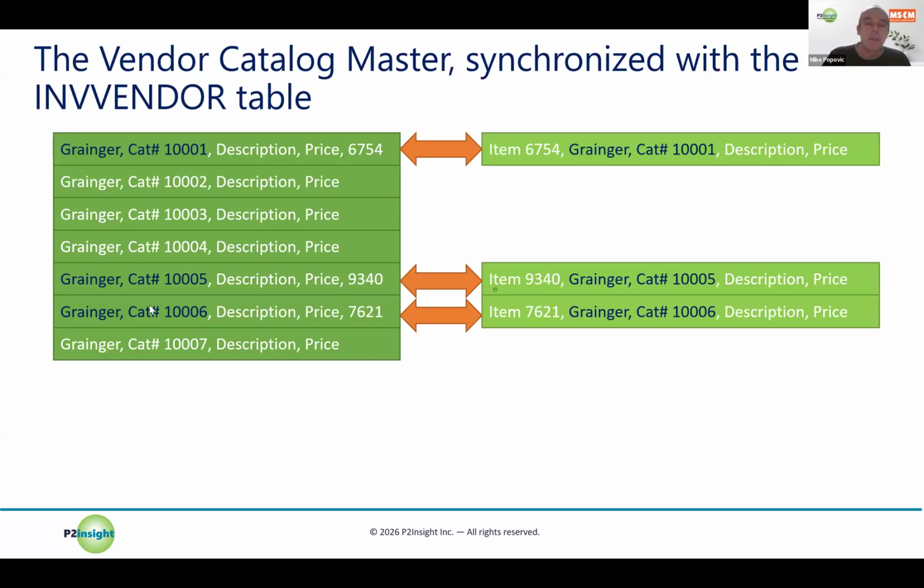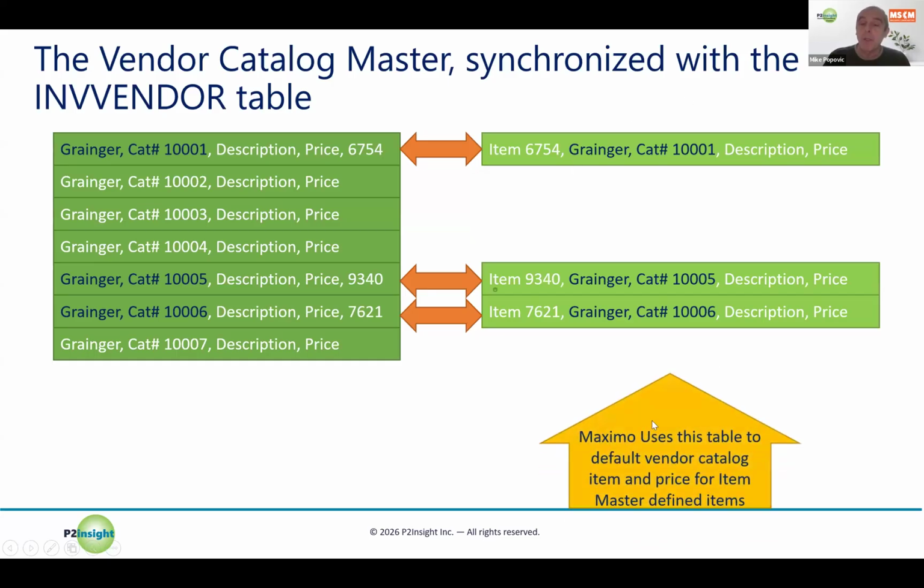Now, remember I said this is the vendor catalog master that has everything that you typically buy from a vendor. This only has what you previously bought. This is the INVVENDOR table in Maximo, that's things that you previously bought. We synchronize those. Once we synchronize it, Maximo continues to use the INVVENDOR table out of the box without source code changes or anything, to default the pricing information and the default vendor and all that stuff on your requisitions and other objects.